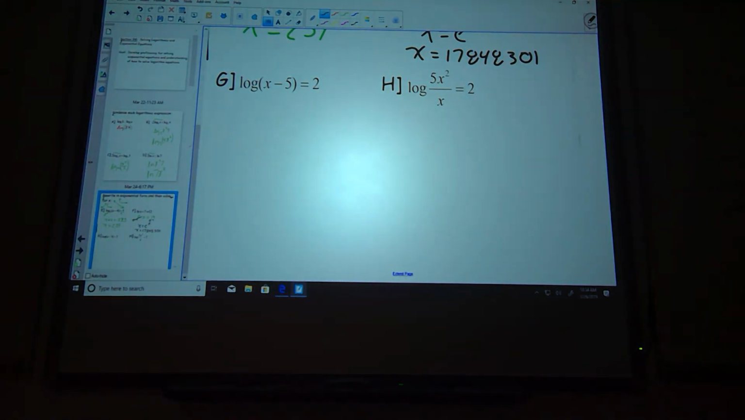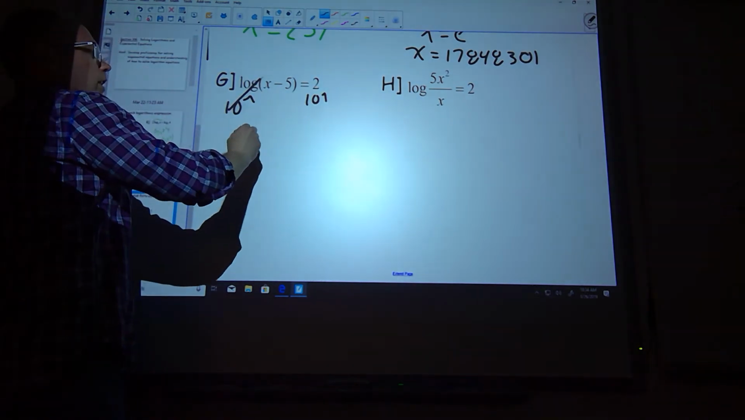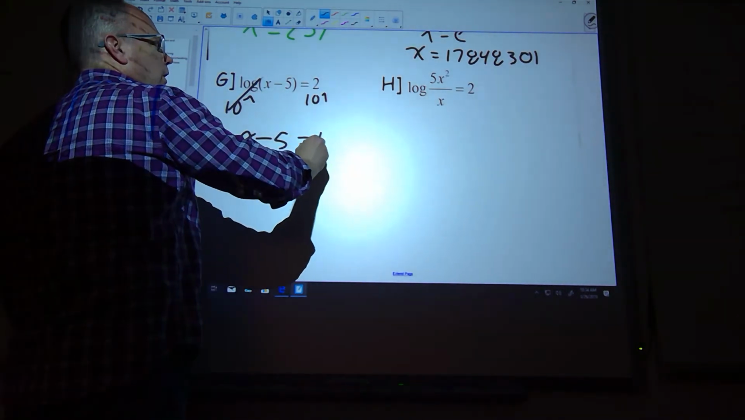What's that log base right now? 10. It's base 10. So I'm going to make both sides an exponent. So 10 raised to the and 10 raised to the. Those cancel. So I get x minus 5 equals 100.